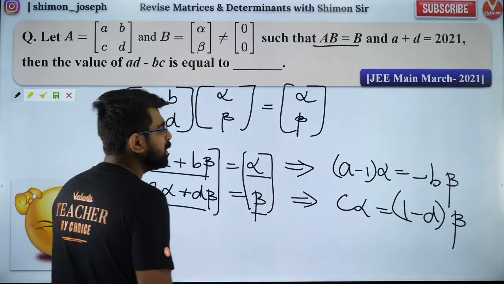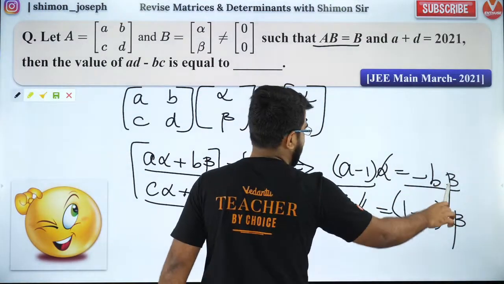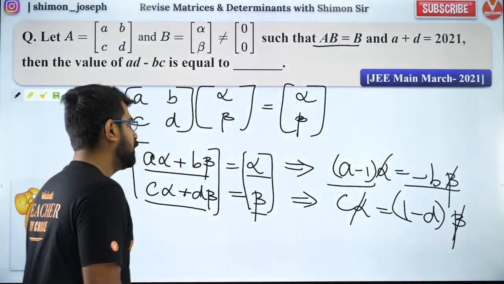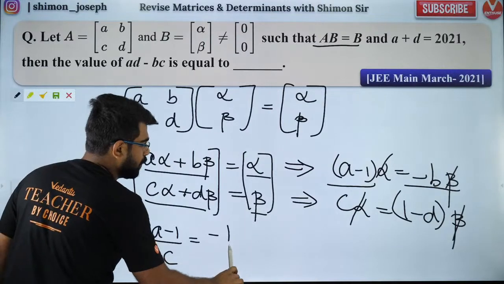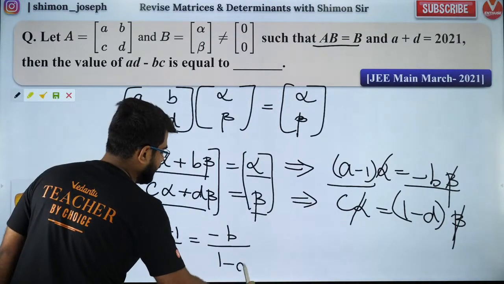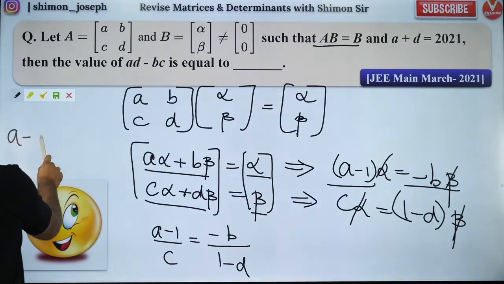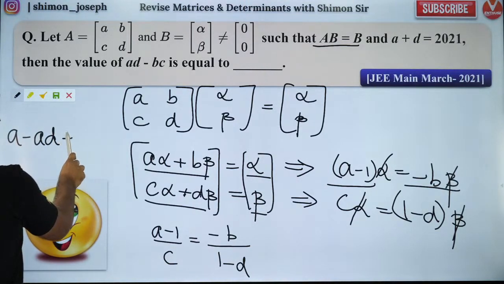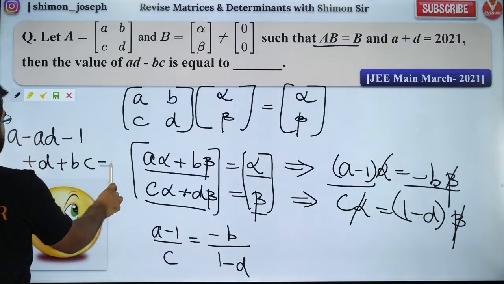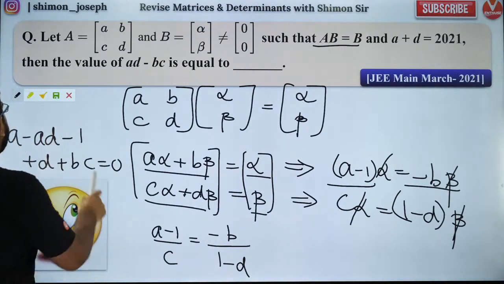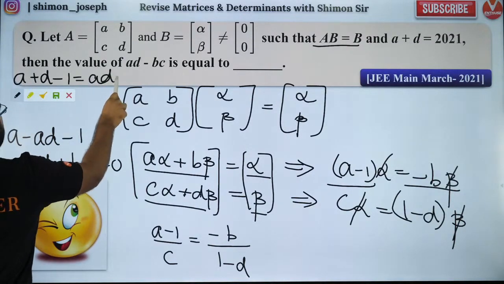Now why did I do this? Because I can divide them and I can cancel off alpha alpha. I can cancel off beta beta. So I will have (a minus 1) by c is equal to minus b by (1 minus d). Now cross multiply and get your answer. So if you cross multiply, you will have a minus ad minus 1 plus d plus bc is equal to 0. So I'll have a plus d minus 1 is equal to ad minus bc.